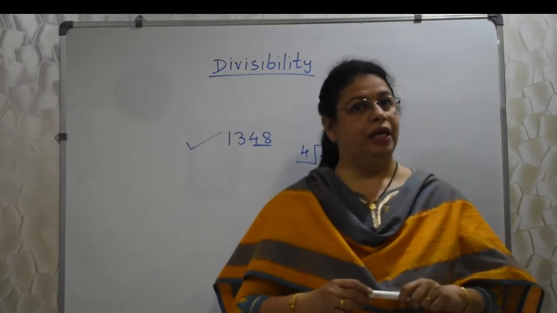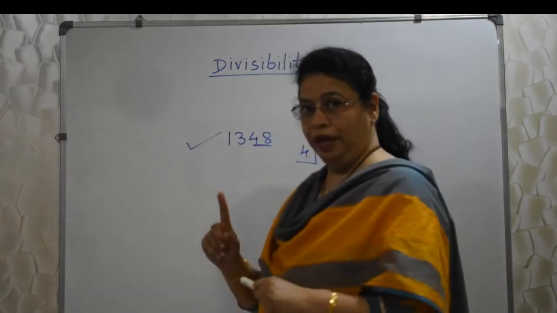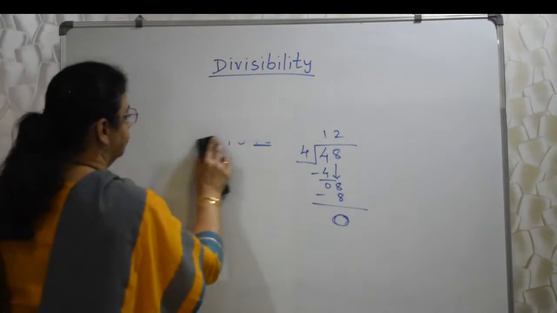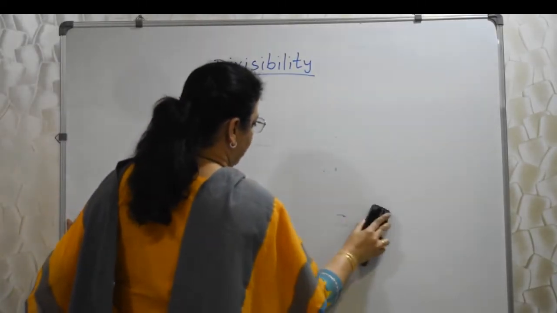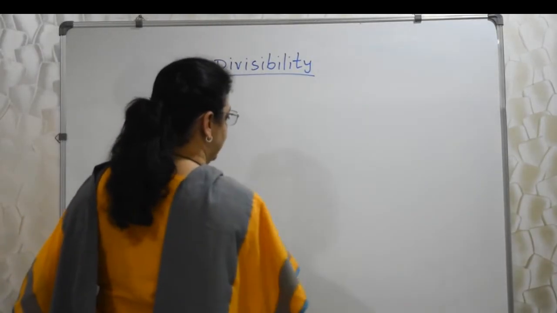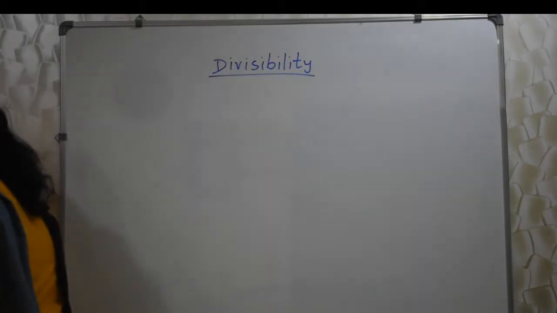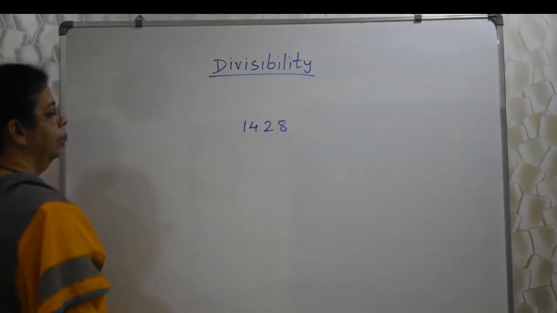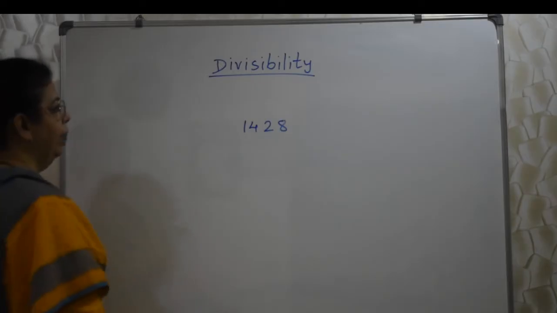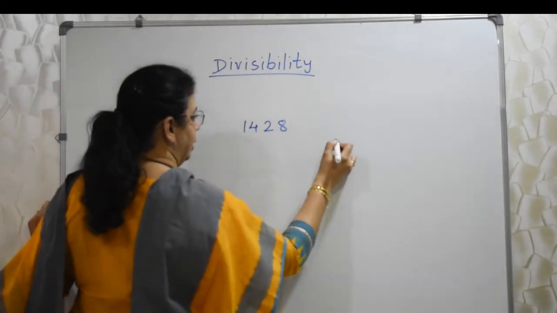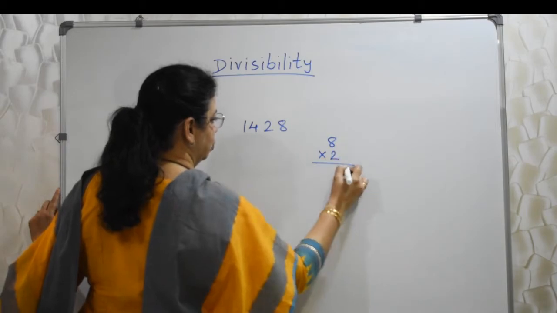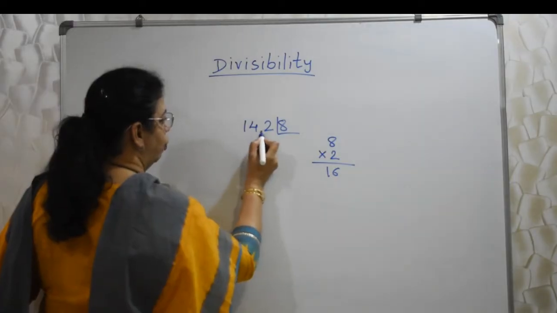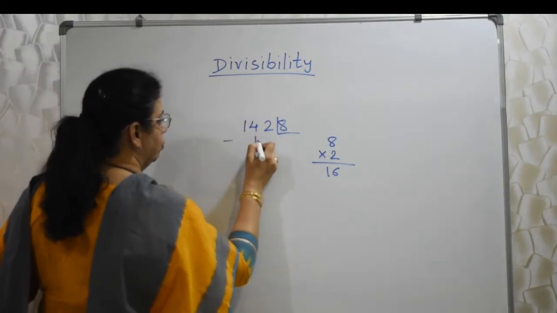Students, divisibility of 7. Let's begin. It is a bit different, so we will take one more example. With the help of an example, you will understand it easily. Suppose this is a number. I need to find out whether it is divisible by 7. Take the units digit, 8 multiplied by 2, 16. 8 we have taken aside. Now which is remaining? 1, 4, 2. Subtract this 16 from this 1, 4, 2.